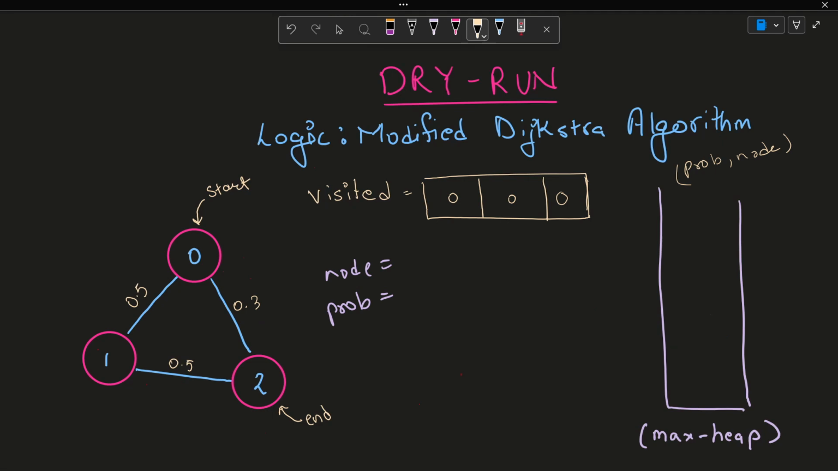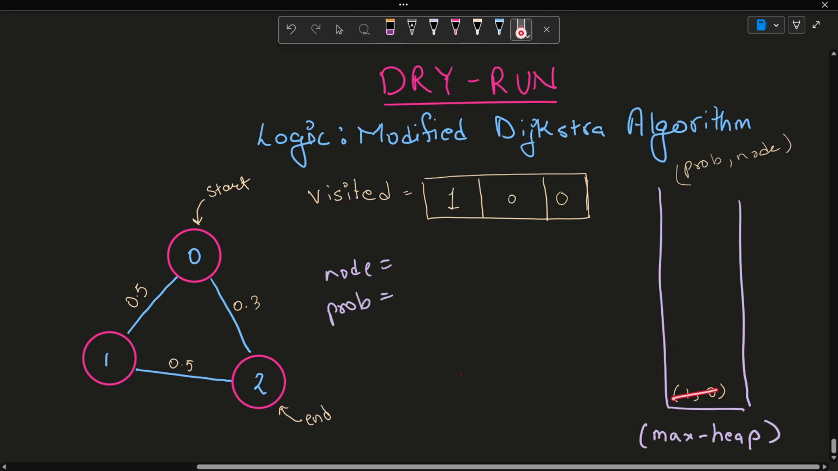So what I do is I initialize the probability as 1 and the start node as 0. Now I initialize visited as 1, right? Now after this I pop the top element. If I remove this, I would have my node as 0 and probability as 1. Now I look at all the neighbors. I see I can reach 1 with a probability of 0.5, so I'll update this to 0.5 and add that to my priority queue.